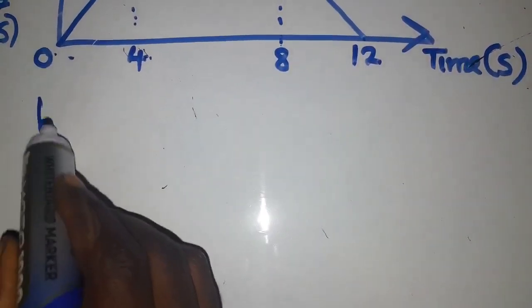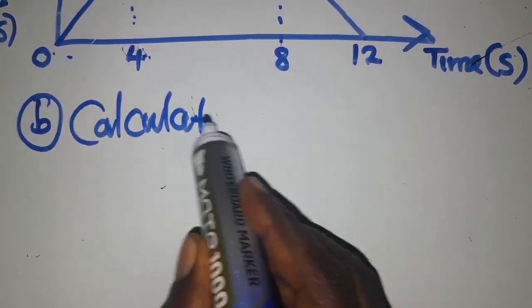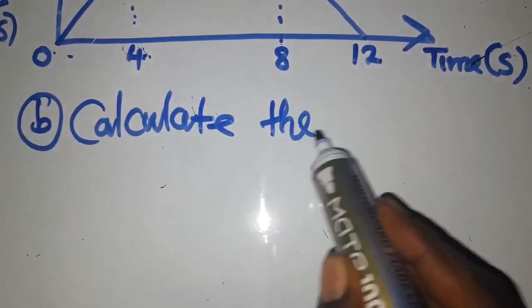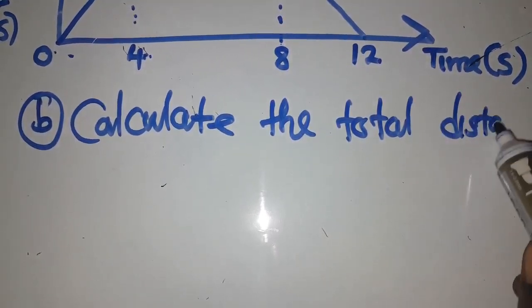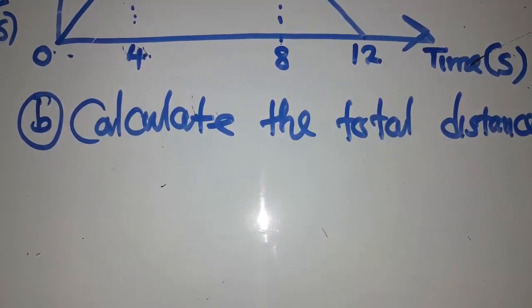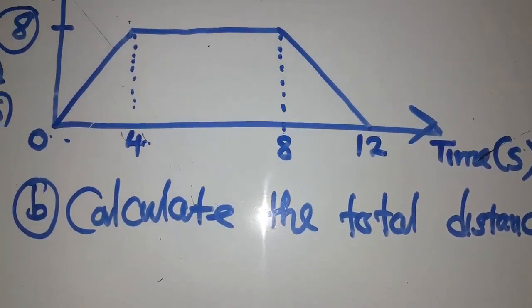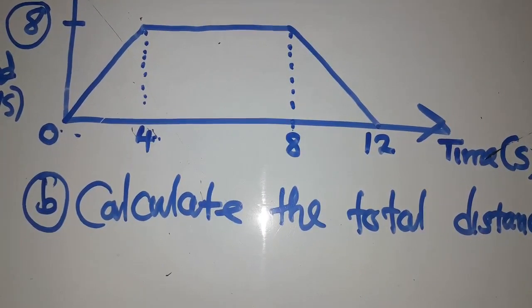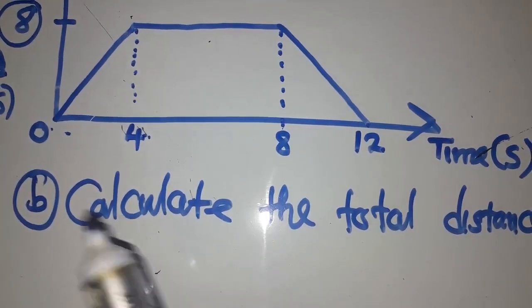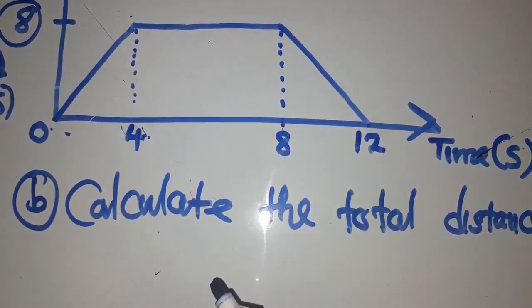So question B is saying calculate the total distance. This is the question. How can you calculate the total distance traveled? So you are told to calculate the total distance traveled. How can you calculate the total distance from here up to there?